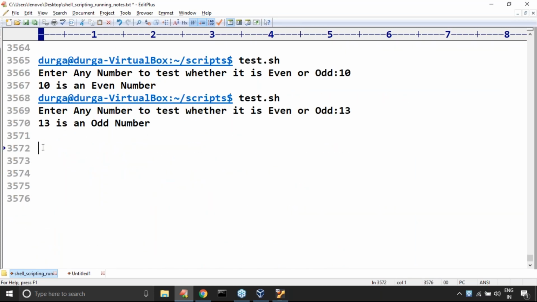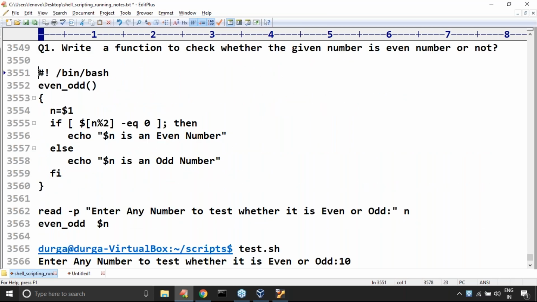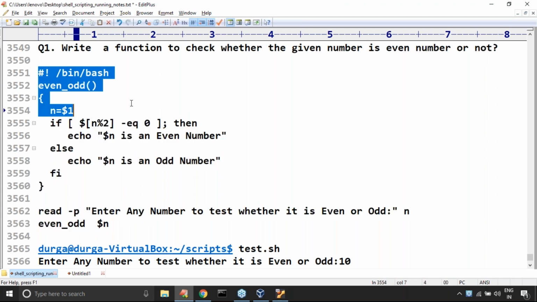Now the next example: write a function to test whether the given number is a positive number, positive or negative. We have to test whether the given number is positive or not. What I will take here is very simple, the same kind of thing only. Nothing else will be there.